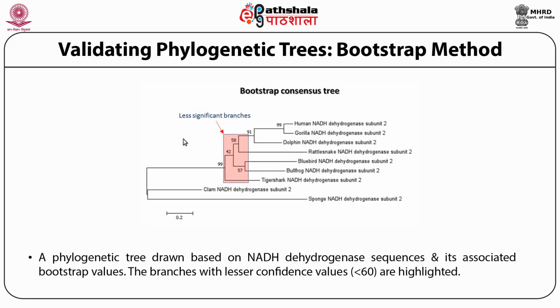How to do the bootstrapping procedure, as explained earlier. This slide shows a tree which has been generated and validated by means of the bootstrapping procedure. We see that every branch is associated with an appropriate confidence value. For example, the branch which differentiates the human and gorilla has a 99% confidence value. Similarly, there are also branches which have a confidence value lower than 50. Such branches can be termed less significant branches, whereas the branches that are above a particular threshold can be considered significant branches.